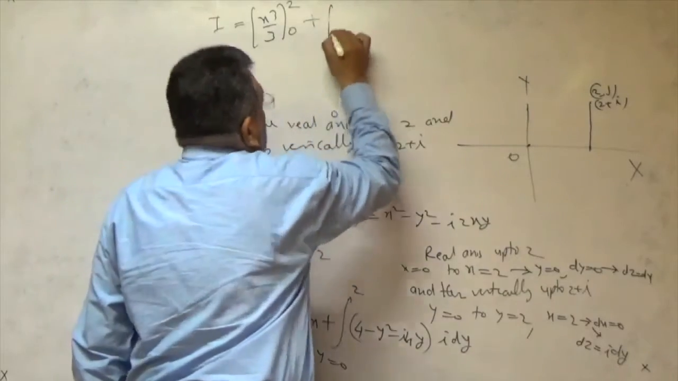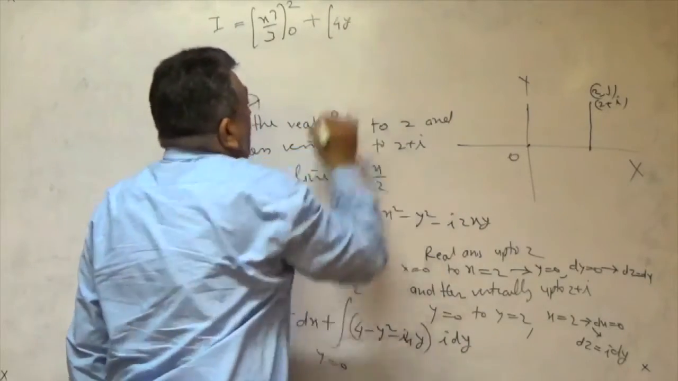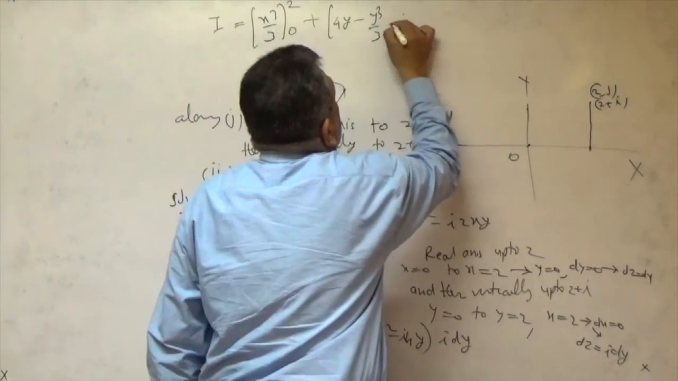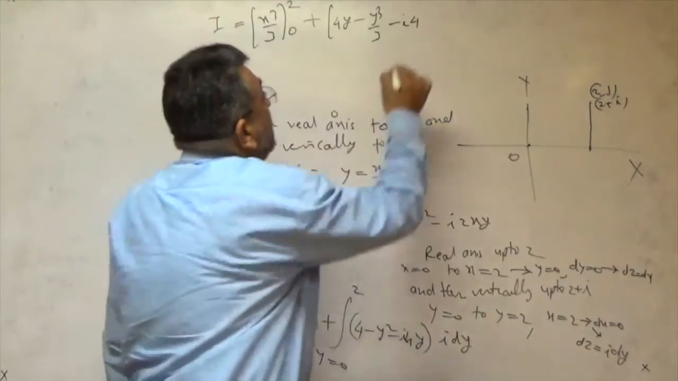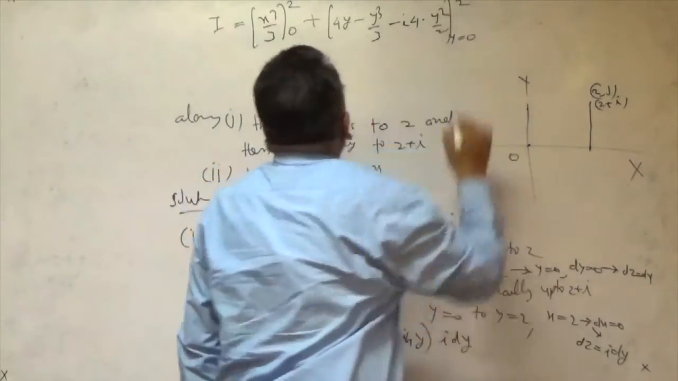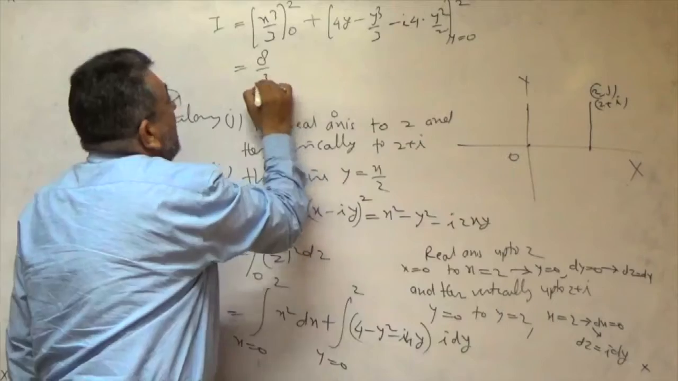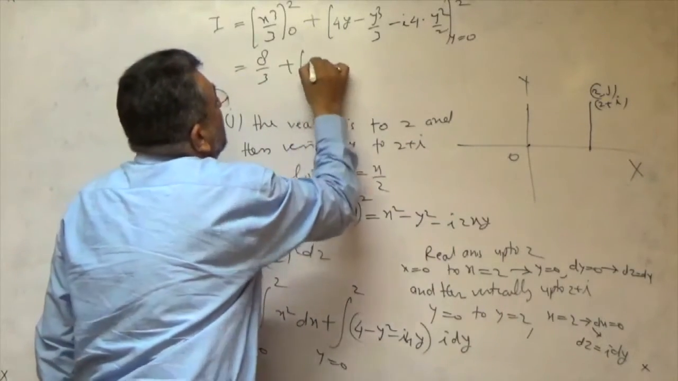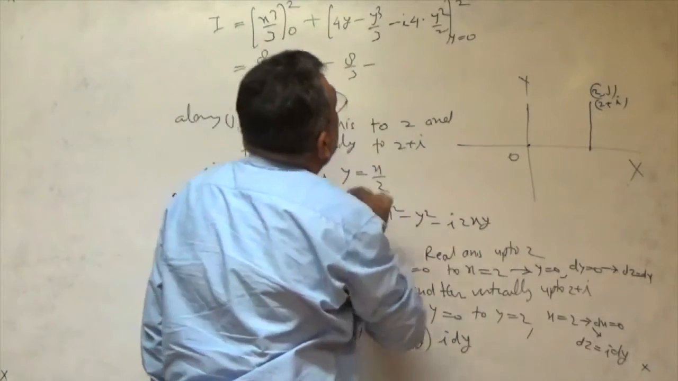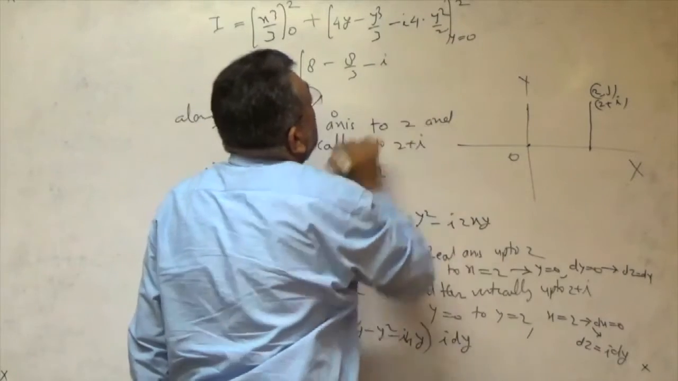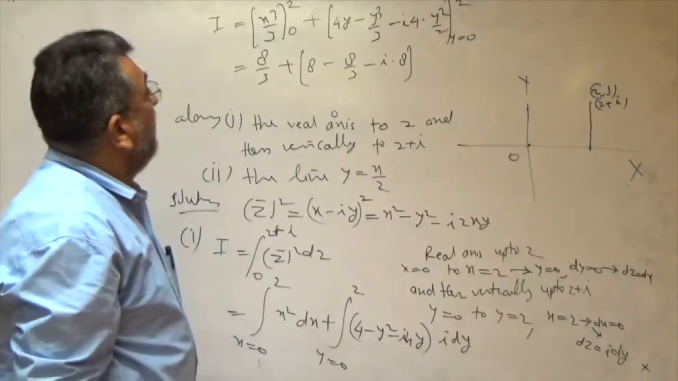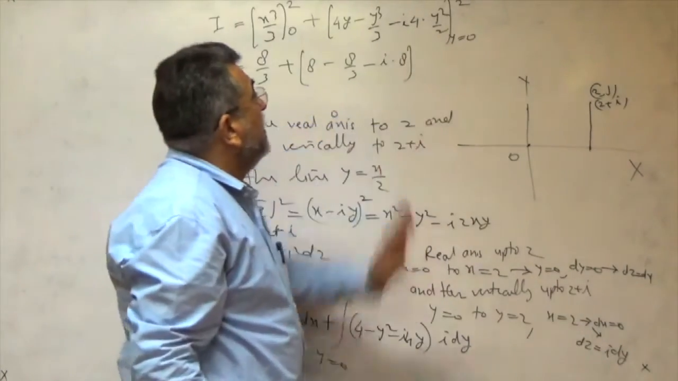In the second case, for integration of 1 it is y, integration of y square is y cubed by 3, minus 4i times the integration of y, which is y square by 2, with limit y equal to 0 to 2. After substituting the limit, this is 8 by 3, minus 8i times... and at y equal to 0 it vanishes, that is equal to 0, so it cancels out.